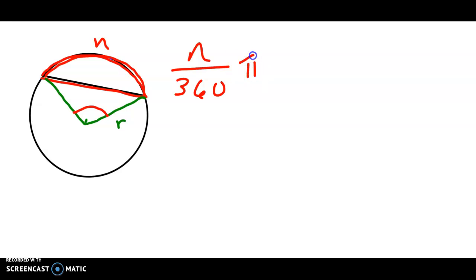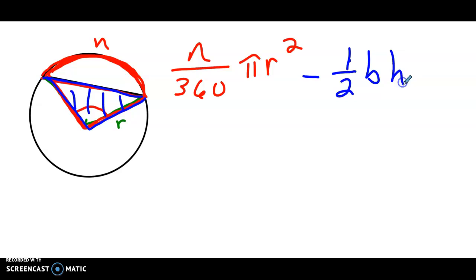Then you're going to have pi r squared. That's going to give me the area of the entire sector, like we just did in the previous slide. Now, what we're going to have to do is subtract the area of the triangle from that. And we've done area of triangle, so we're going to subtract the area of the triangle, which is 1/2 the base times the height. And once I do that, that's going to give me the area of the segment.